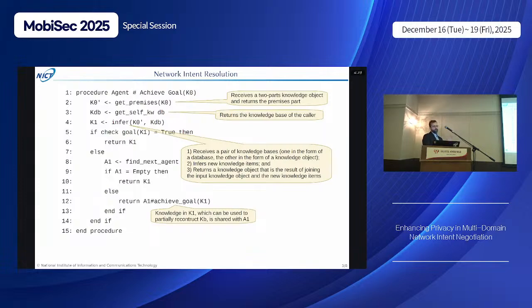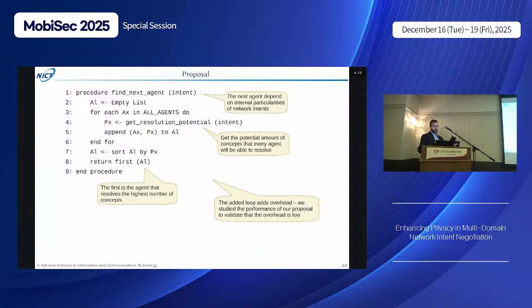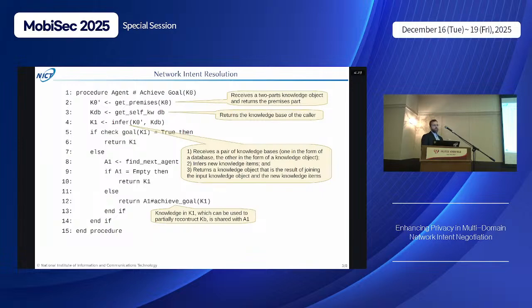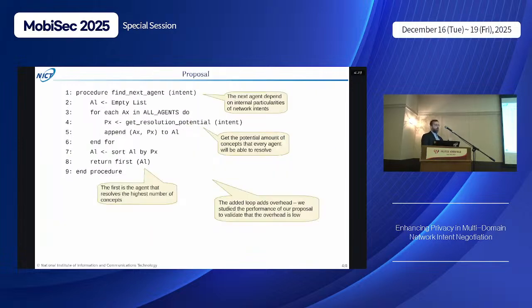At the end, we have a fully resolved network intent, so we have a JSON structure with a network service definition, or there are some points that are not resolved. So in order to improve the privacy of this approach, what we did is modify the way the next agent is selected.